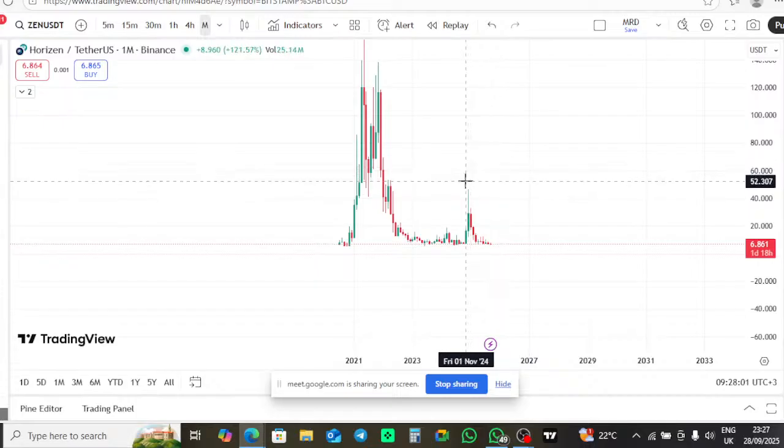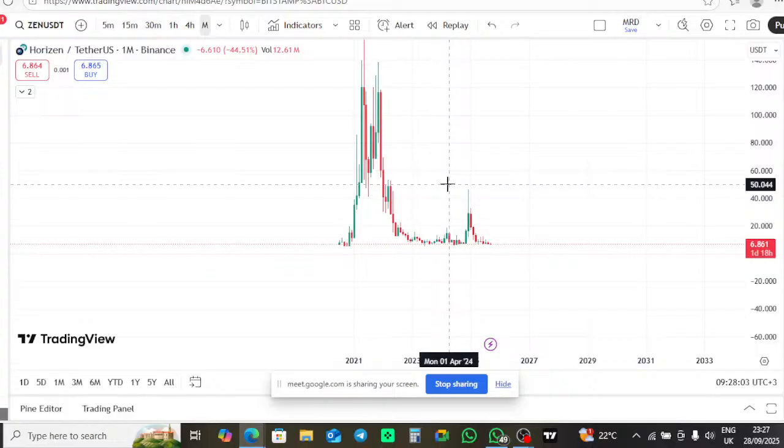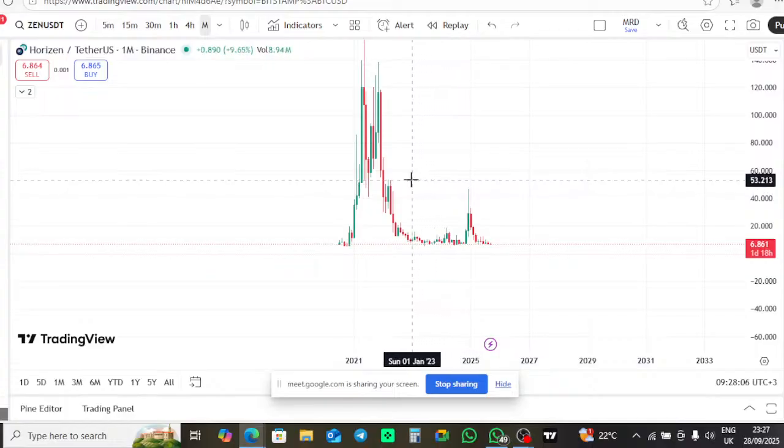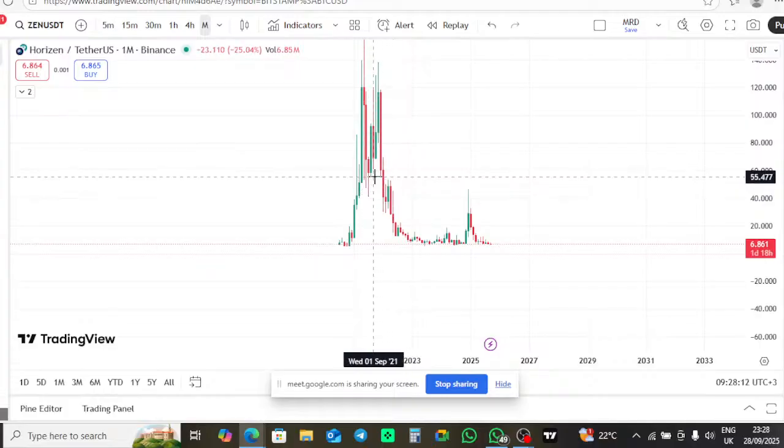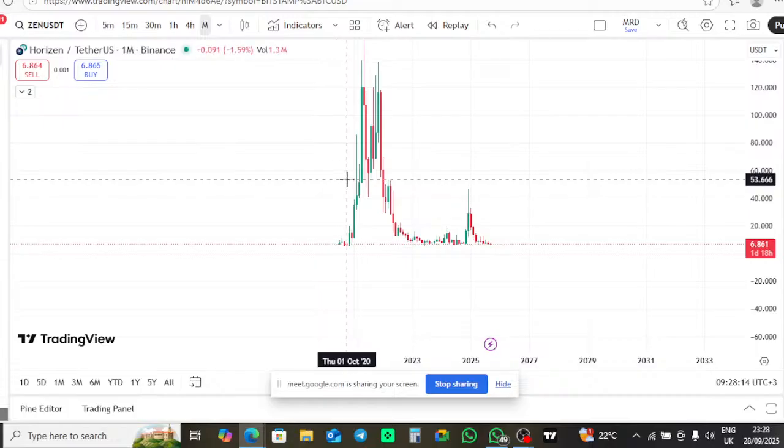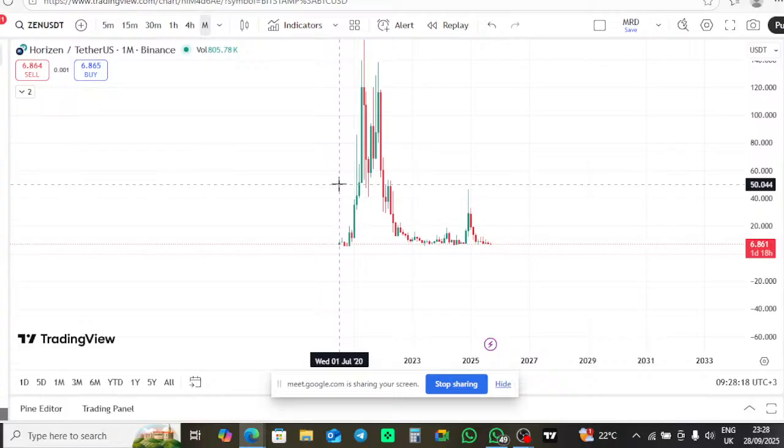This was 2024, yeah, 2024, 2023, 2022, bear market, 2021. The bull run of 2021, this was it. Start all the way 2022. This coin was created around the year of 2020. Yeah, that is when the coin was created.